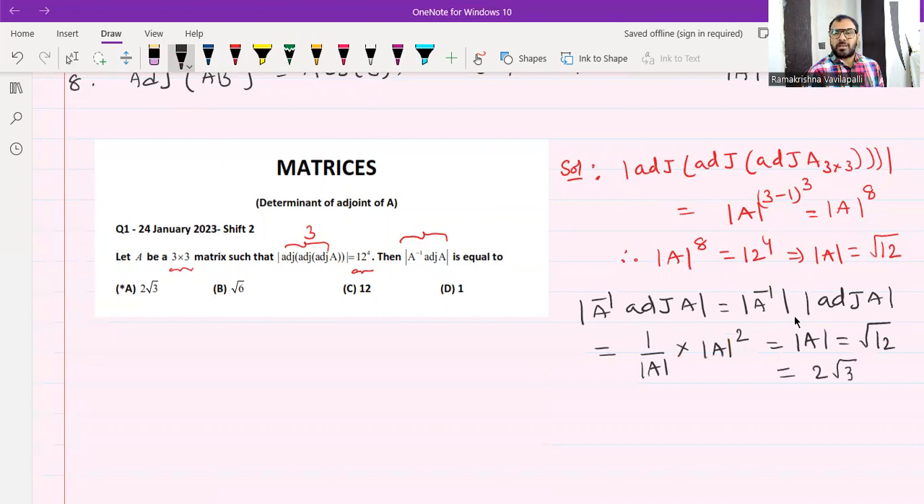They can't ask a more easy question than this. Everybody can solve it. They have asked a very simple question based on properties of adjoint of A, that is the determinant of adjoint of adjoint of A K times. If you can remember this formula, you can find 15 to 20 questions in previous JEE. So coming to the next question.